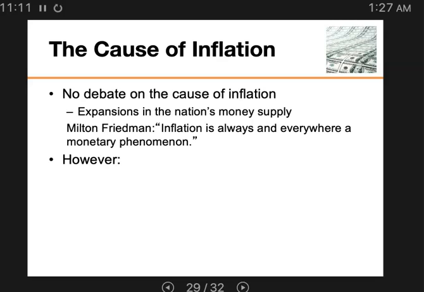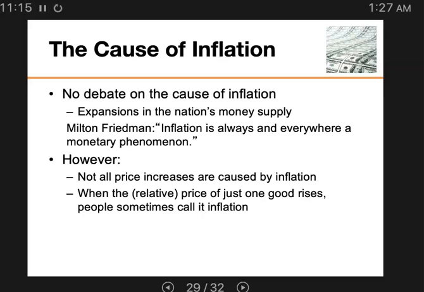However, not all price increases are caused by inflation, right? When the relative price of just one good rises, people sometimes call it inflation, which is not true.